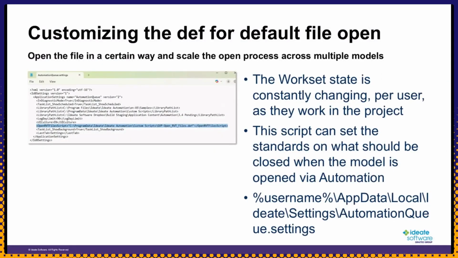Workset states in Revit are always changing as users work on a project, which can make opening files inconsistent. Ideate Automation lets you set standards for what should be closed when a model opens, ensuring a predictable and consistent experience every time. Behind the scenes, this button corresponds to a script that you can customize in advance. This is managed through a simple configuration file in your user settings folder. By customizing this definition, you can scale the open process across multiple models and maintain control even in complex projects. We've also included detailed help documentation to guide you through this workflow.